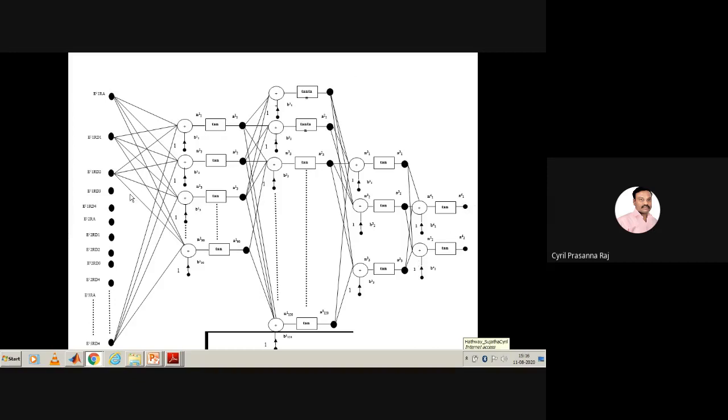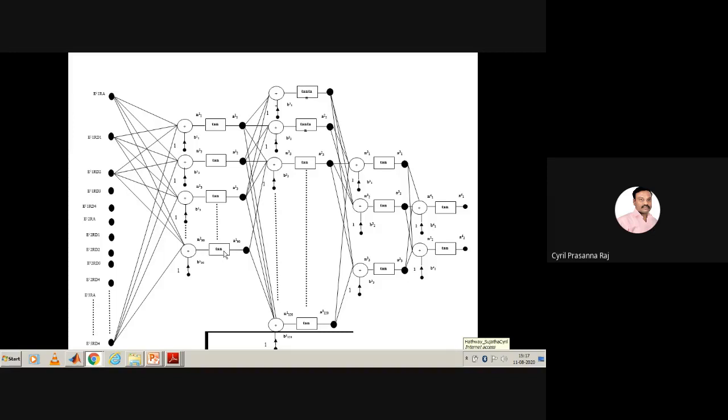So if you see the structure of a neural network, there are 1024 inputs. I'm assuming there are 1024 inputs. Then 90 neurons in the first hidden layer, 120 neurons in the second hidden layer, 3 neurons in the third hidden layer, and 2 neurons in the last layer, that is the output layer. So this is basically the structure of a neural network. And in all these layers, I'm using the activation function Tansig.